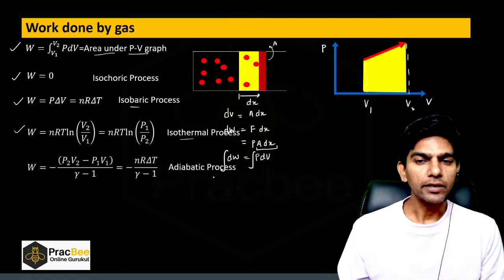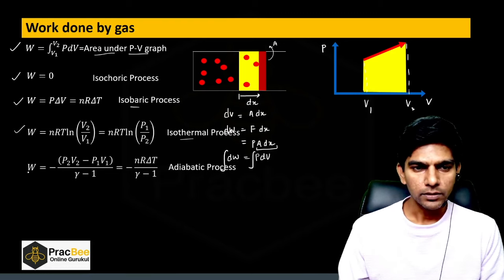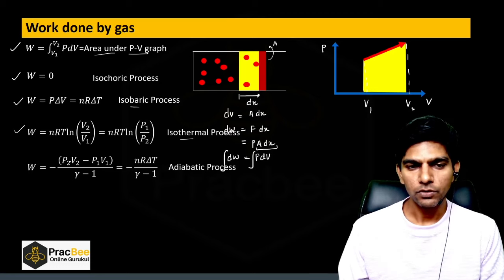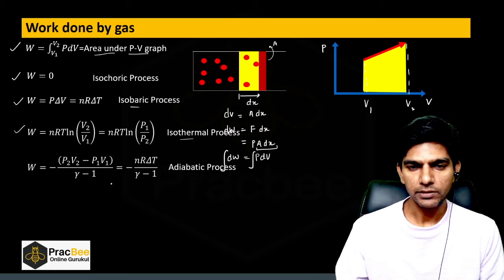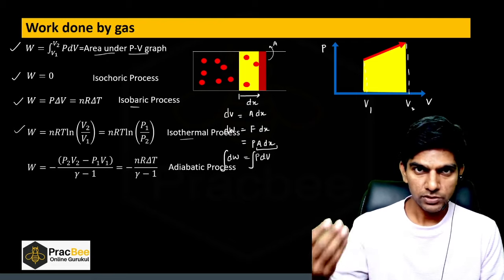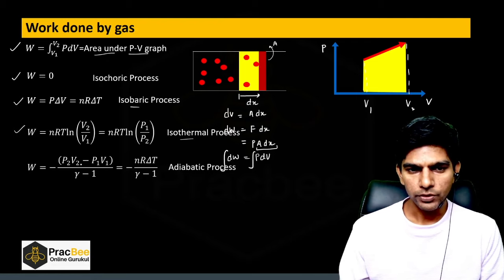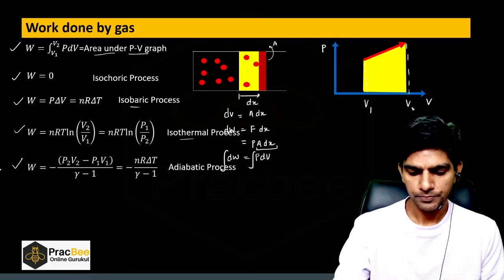Now in case of an adiabatic process, it's a process where there is no heat exchange with the surroundings. The work done will be given by negative of P2 V2 minus P1 V1 upon gamma minus 1. We'll see what gamma is, which we have already studied in kinetic theory of gases. Gamma is nothing but the ratio of molar heat capacity at constant pressure and volume. P2 V2 minus P1 V1 can be written as nR delta T. So again, you should remember this.